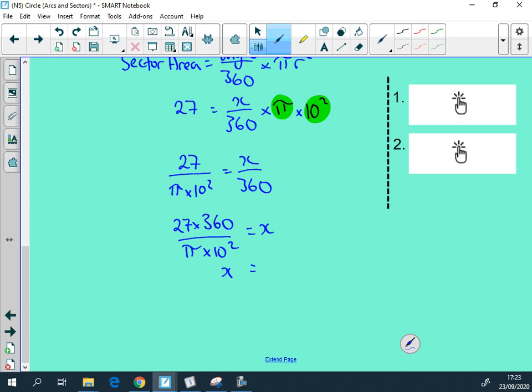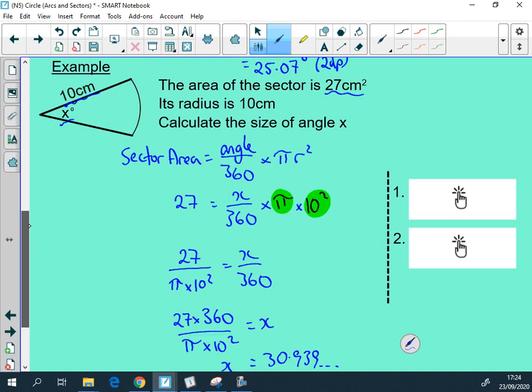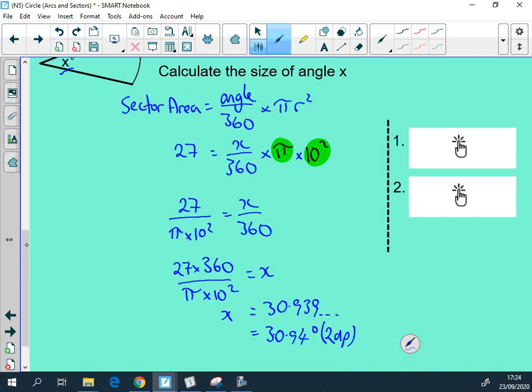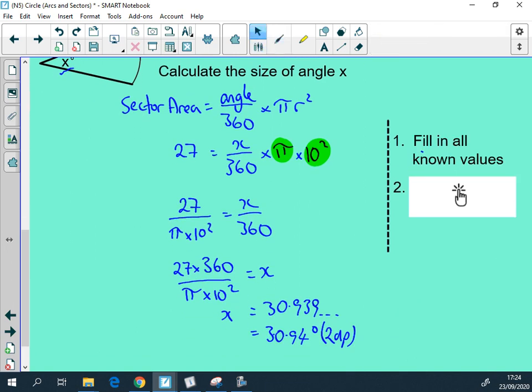So 27 times 360 divided by pi times 10 squared. And so I get 30.939, and that comes out as 30.94 degrees, and I have rounded that answer to 2 decimal places. So again, I'm going through the same steps there, where I'm filling in all my values into that formula, and then I'm solving it for x again.